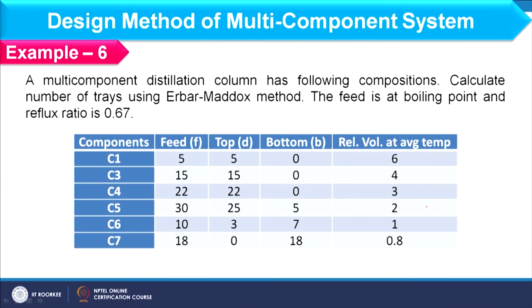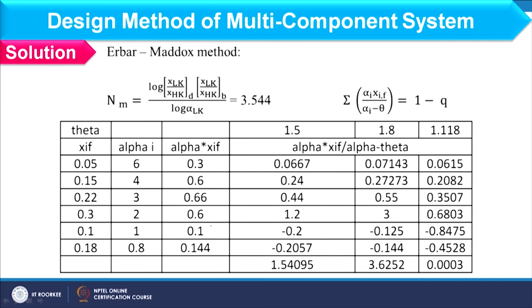that is this example, okay, where this is basically the light key and this is the heavy key, okay, based on the simple definition of it, and we can find the number of trays and we can find the minimum number of trays using Fenske's equation. So, this you please change to this, okay, and the Nm we can find as 3.54, Q value should be 1. So, we can find the theta value also.